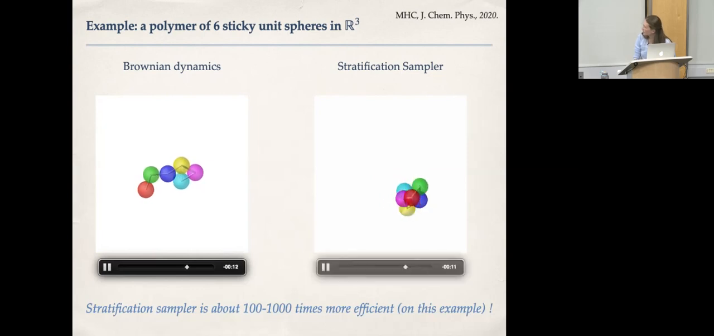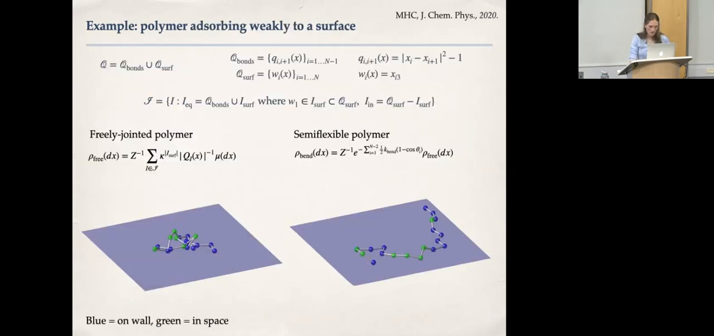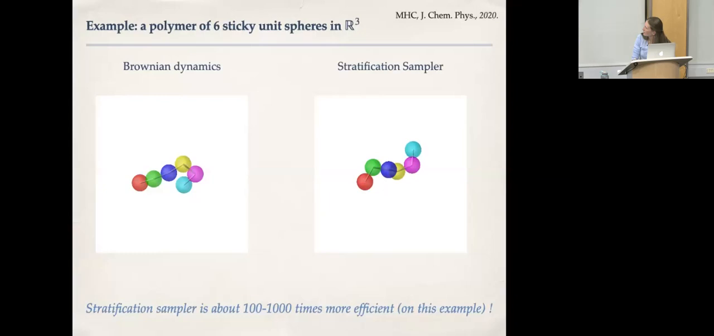And here, simulating the same system, but with the stratification sampler, which can propose some really aggressive moves in configuration space. And the frame rate of these two movies is proportional to the computational time. So you're sort of seeing, can I run these again? Yeah, so as you watch these movies, you're getting a visual impression of the relative efficiency of these methods.